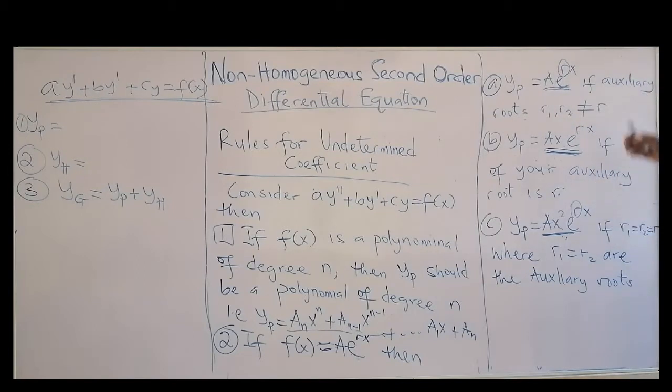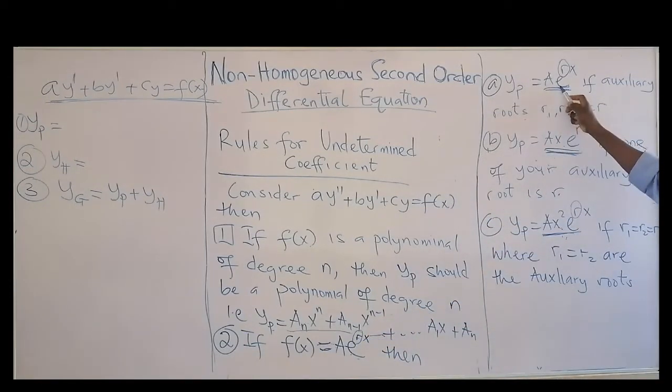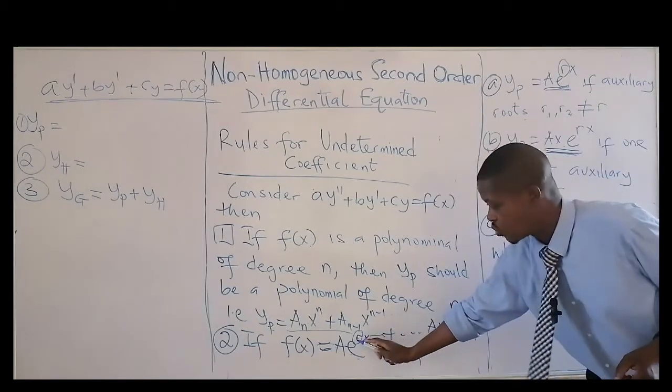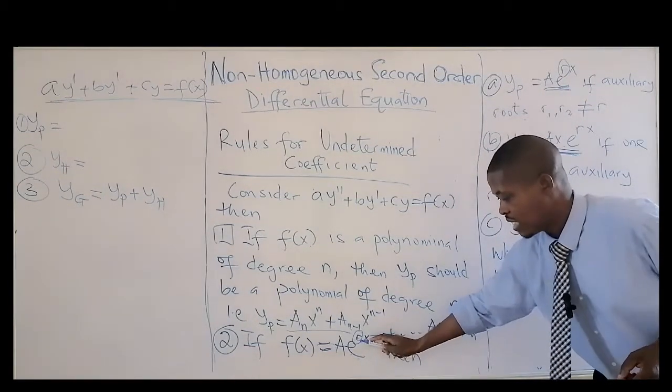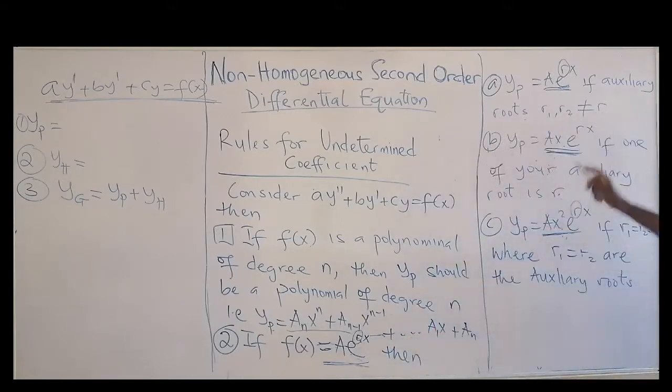What I mean by that is that if your auxiliary roots, r1 and r2 from the homogeneous part, do not equal the r you have here, then it will be this. B, if one of your auxiliary roots equals the r here, then you multiply your f of x by x, and then you have this form.